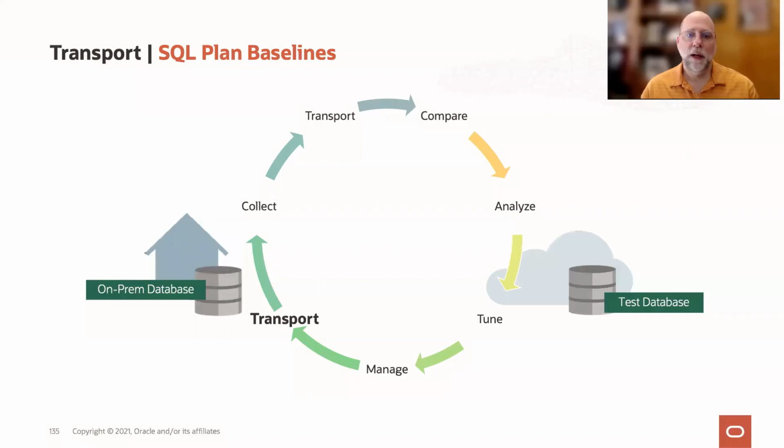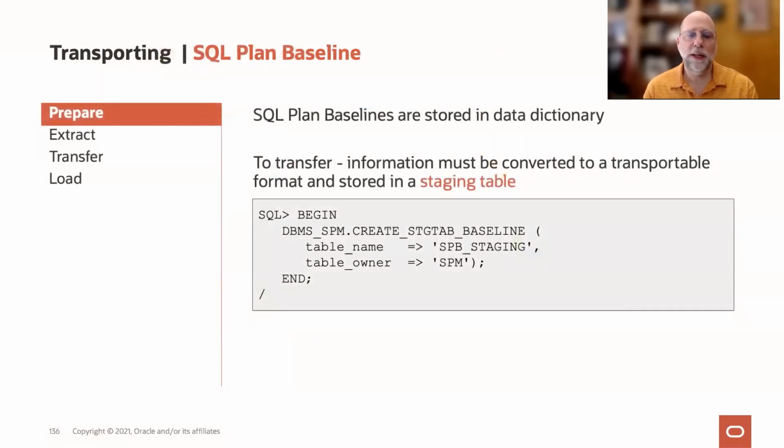And that means instituting this virtuous cycle of bringing information from production up to test, but then bringing the knowledge that we gained in testing back on premises. And we'll start with those SQL Plan baselines that are used to stabilize performance after an upgrade, for example. Now, SQL Plan baselines are stored in the data dictionary, and they have a very specific format there.